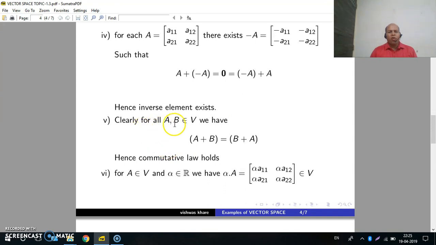Fifth, clearly for all A, B belonging to V, we have A plus B is the same as B plus A, because we know that matrix addition follows the commutative law. Hence, the commutative law holds here.